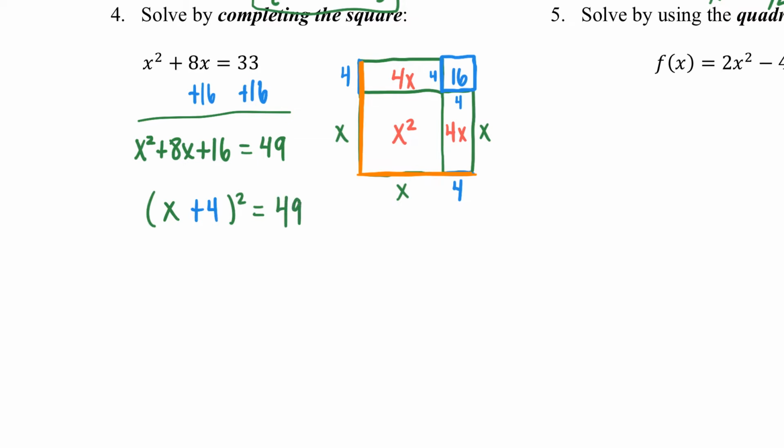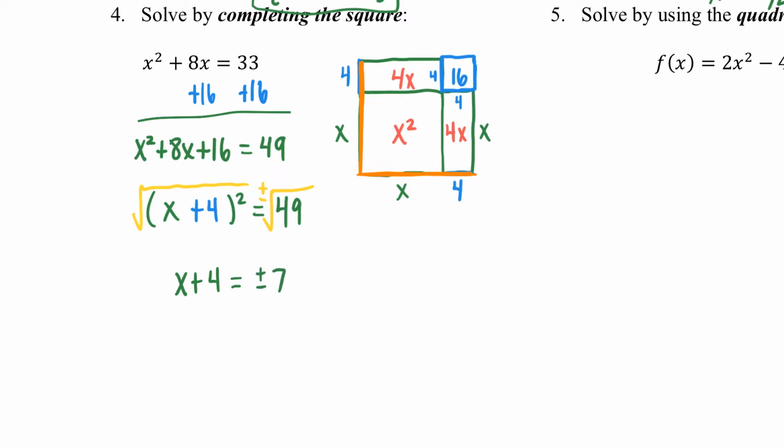So if x plus 4 squared is 49, then we can take the square root on both sides, and by taking the square root, it basically undoes the effect of the square. Don't forget, when you take the square root, you have to do plus or minus, because it could be positive or negative. So on the left, you just get x plus 4, and on the right, you end up with plus or minus 7.